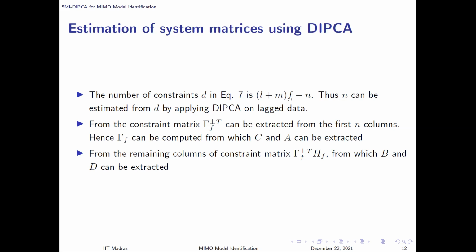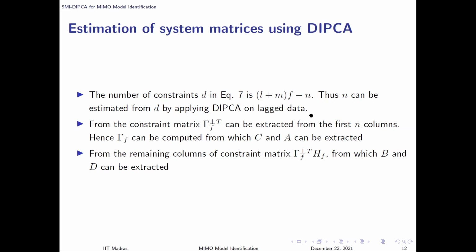So since we know F, that's what we are using, our lag. We know M, the number of output variables. Therefore, if we know the number of constraints, which is this quantity, I can obtain N from it. So DIPCA gives you the number of constraints, remember, and because I know all the other parameters, I can actually obtain N. That's what we are stating here. So N can be obtained by applying DIPCA on the lag data, and I will be able to use this particular relationship.